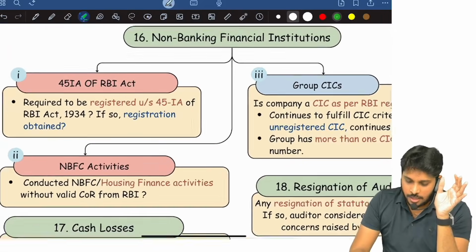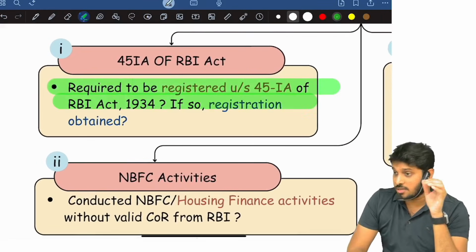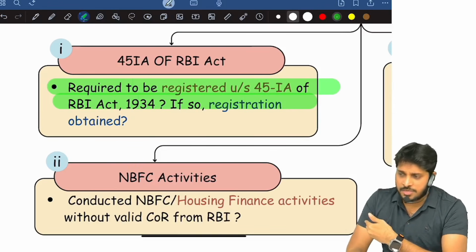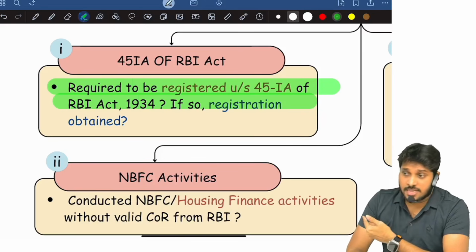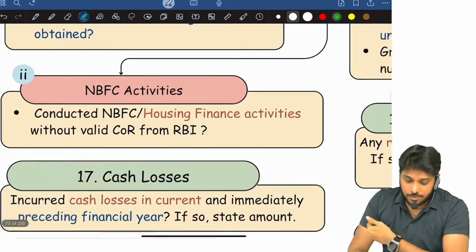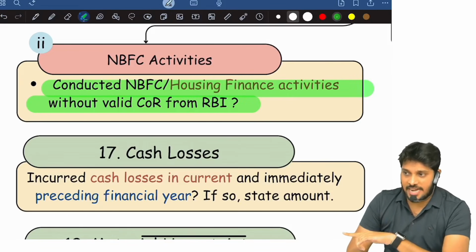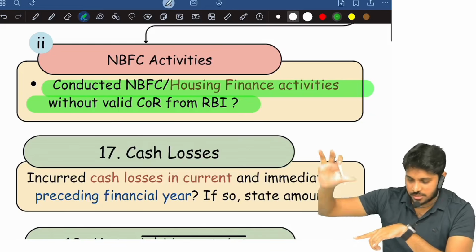Then, NBFC. Is the company required to be registered as an NBFC? So, check the principal business criteria for the company. See whether the company satisfies the principal business criteria. Most of the companies will not satisfy. Yes or no? So, see whether the company is liable for registration. Suppose the company has conducted any NBFC activity? NBFC activity means principal business only. Both are the same, almost. Okay.